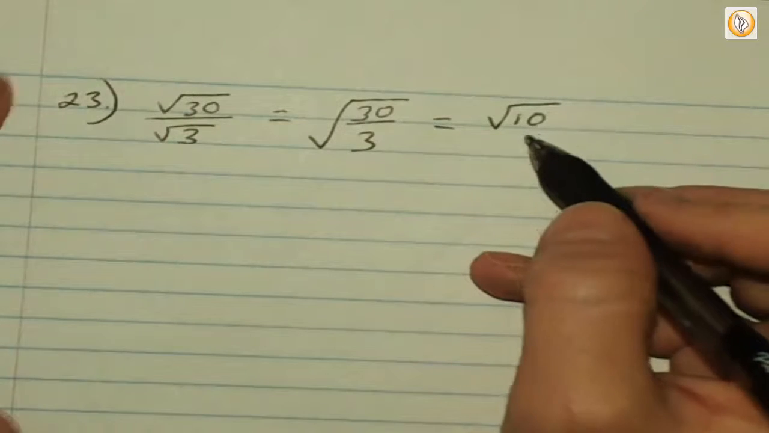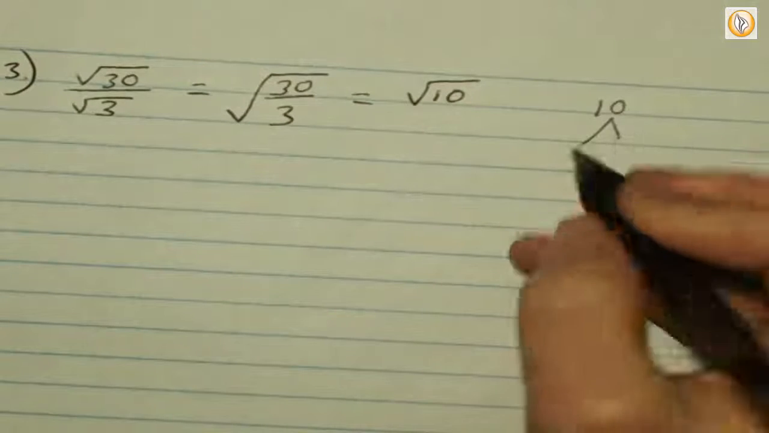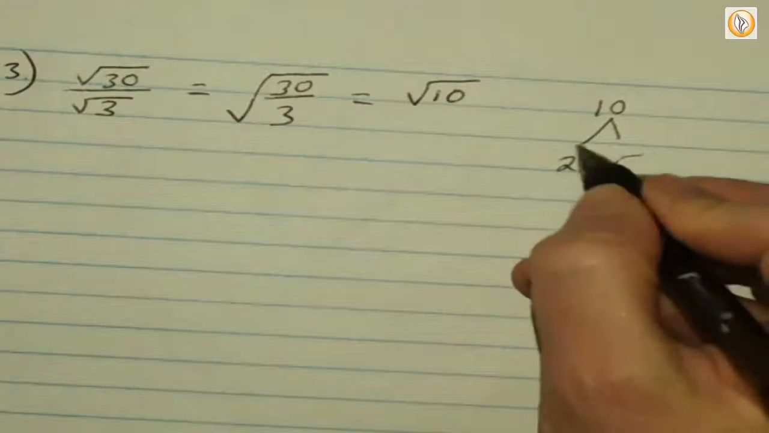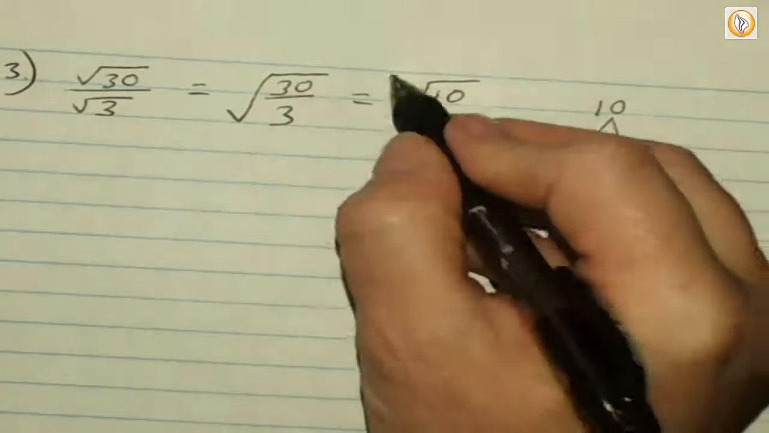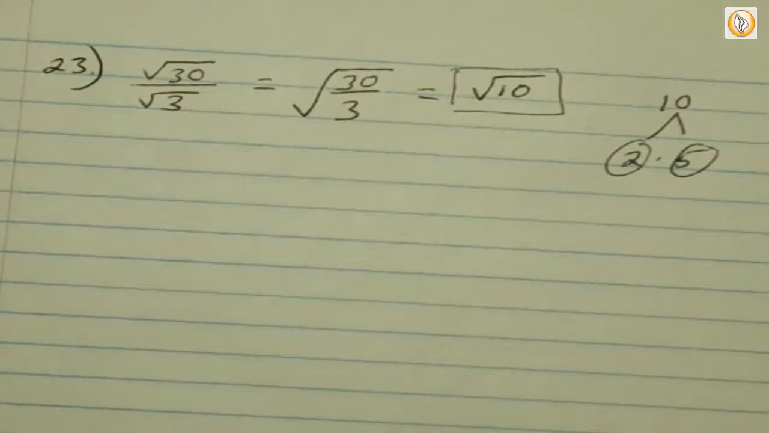So then you got to see, is this simplified all the way? You can check by doing a factor tree. 2 times 5. Yeah, there's no pairs, so this is simplified all the way. Any questions about that problem?